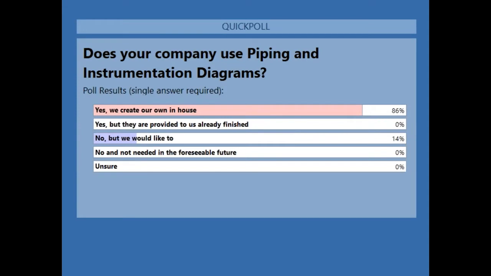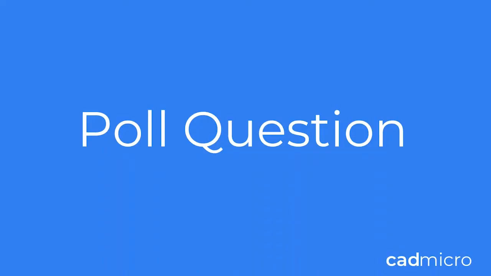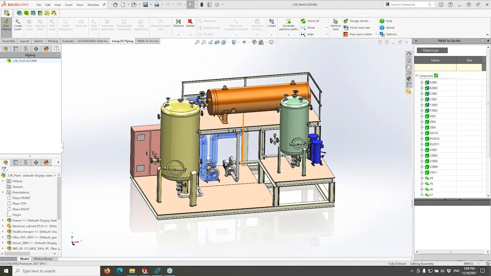So most of you are creating those piping and instrumentation diagrams in-house. Some of you aren't, but would like to potentially do so. So that should be very applicable for what Michael's going to be going over today. I will pass things along to Michael to jump into SMAP 3D and what that software can do for you guys. All right, excellent. Thank you, Connor.